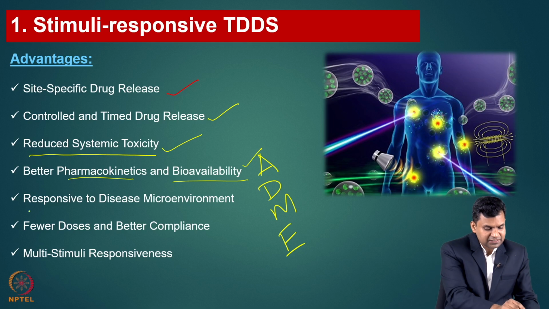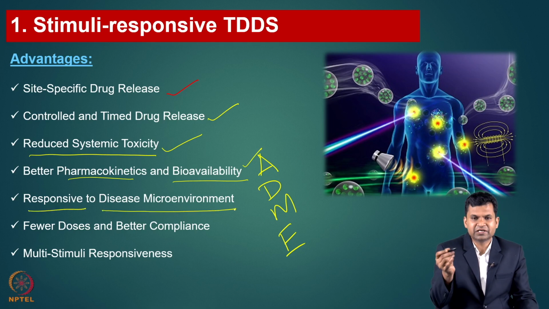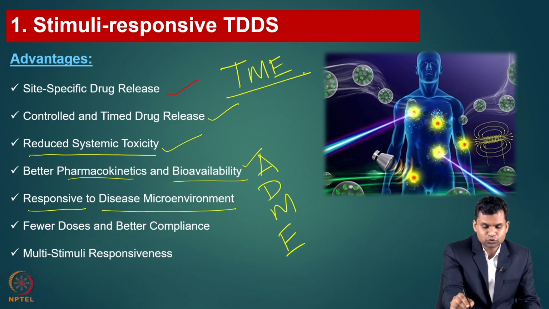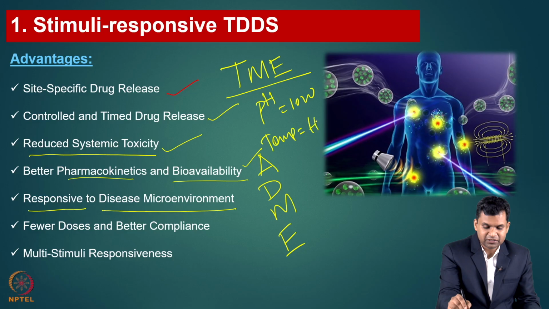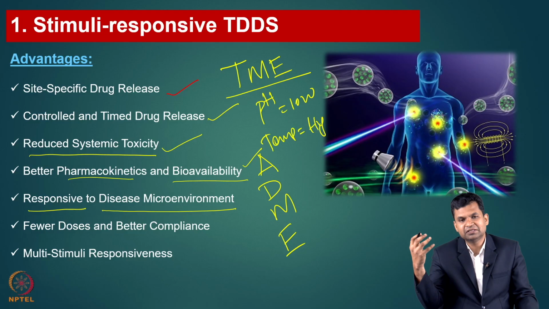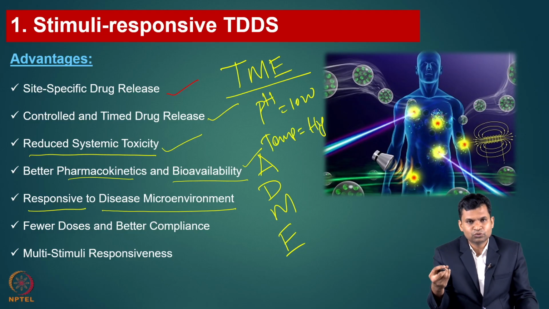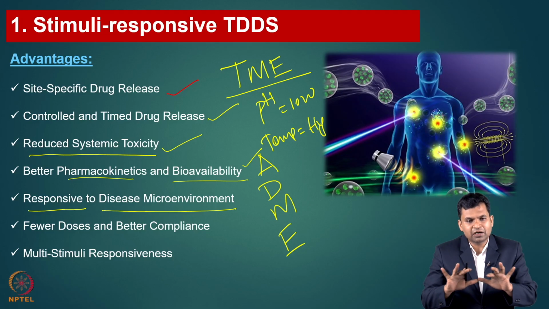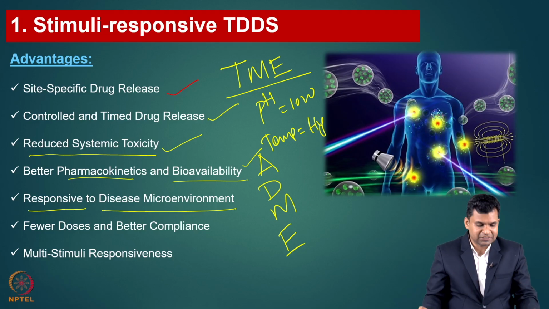Now, yes, this is responsive to the disease microenvironment, as we have discussed in the case of the tumor microenvironment. When you see the tumor microenvironment, the pH is low and also the temperature is very high because of high metabolism. So, you can target with pH sensitive polymers, and also you can use temperature sensitive polymers. With that you can target a disease microenvironment, for example the tumor microenvironment, so you can avoid toxicity to the normal cells.